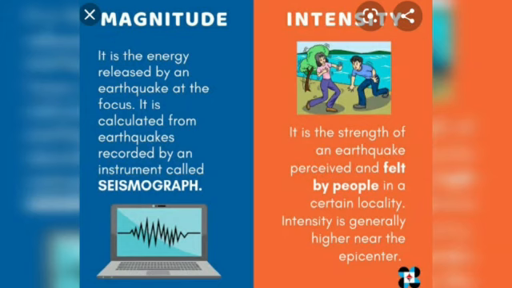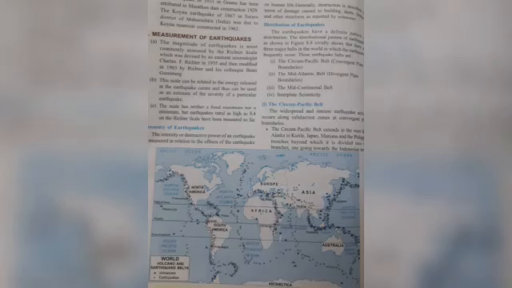Now there is a certain difference between magnitude and intensity. Magnitude is the energy released by the earthquake at the focus, and intensity is the strength of an earthquake that is felt by the people of a certain locality. So wherever the epicenter is, there the intensity is higher.